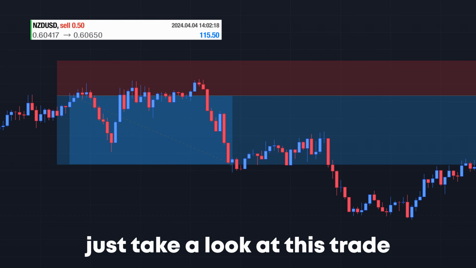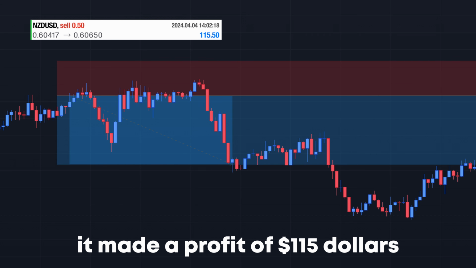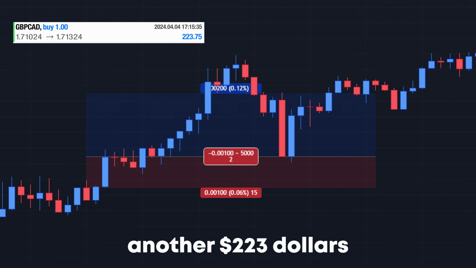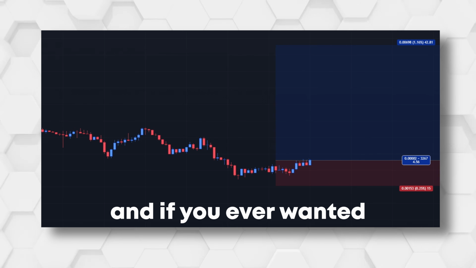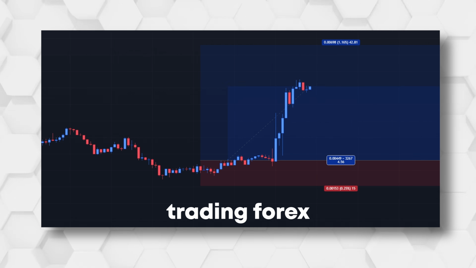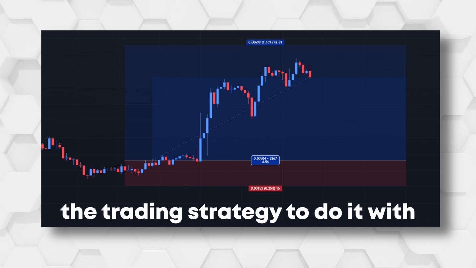Just take a look at this trade. It made a profit of $115. Now take a look at this trade, another $223. And if you ever wanted to make money through trading Forex, this is probably the trading strategy to do it with.